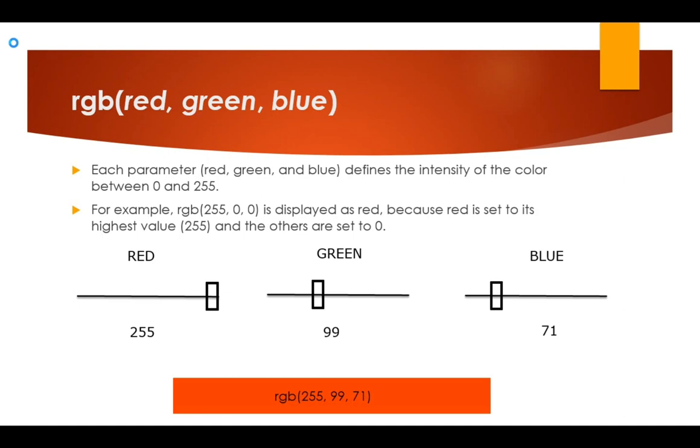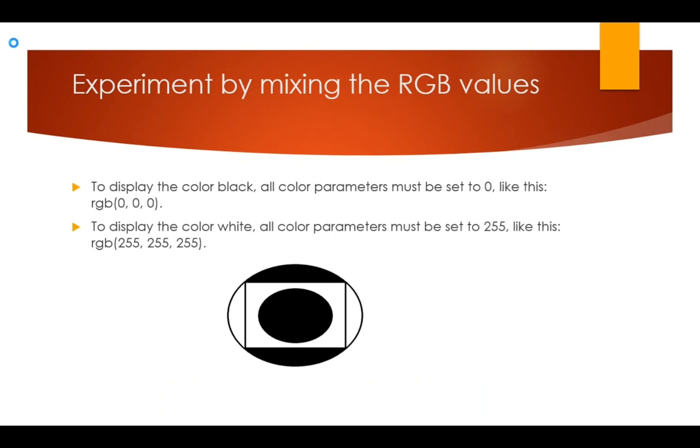In the same way, if the RGB value is 0, 0, 255, it will be displayed as blue, because blue is set to its highest value, 255, and the others are set to 0. So the color will be blue. In this case we use the RGB value, adjust the parameters and experiment with our colors by mixing the RGB values.